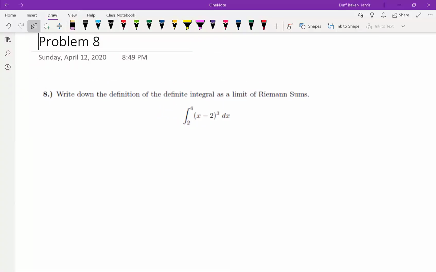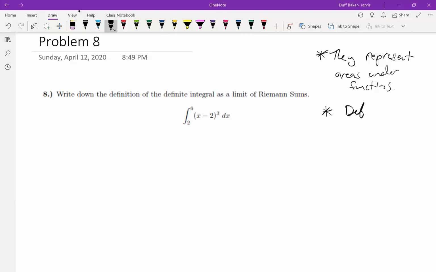Right, so what do we know about definite integrals? We know basically two things about definite integrals. One, they represent areas under functions. That's one of the most important things. And the second thing is their definition. And this question is asking about the definition.